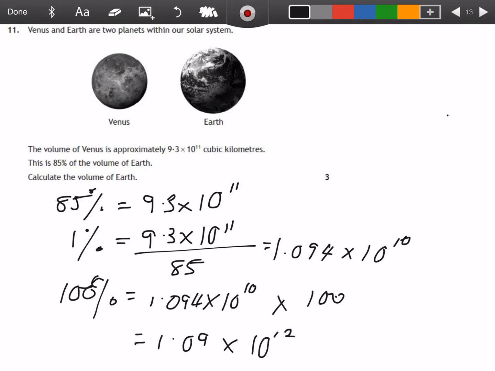It doesn't mention anything about rounding, so just be careful, okay? If it said one significant figure or something, you just need to make sure you double check.